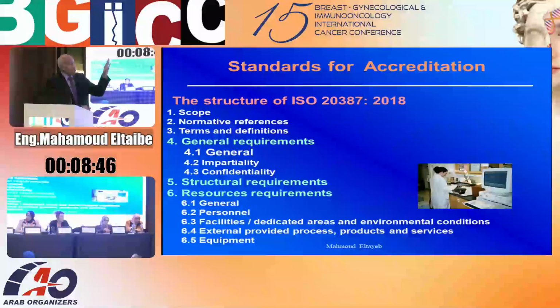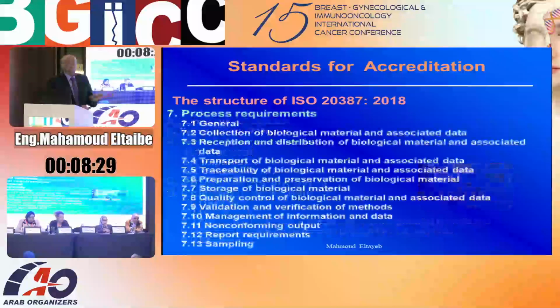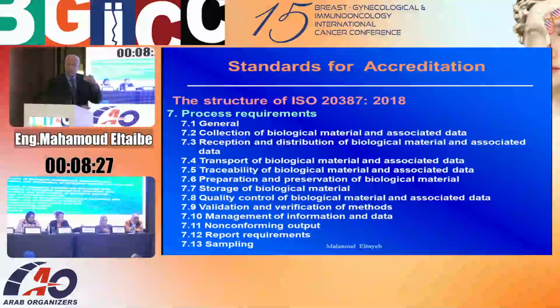This is the structure of the standard. Quickly, we are not going through them, but the new structures of all ISO standards for conformity assessment and accreditation have the same structure. They have general requirements, structure requirements, and resource requirements, and resources normally means personnel, facility, equipment. Then the process requirements.